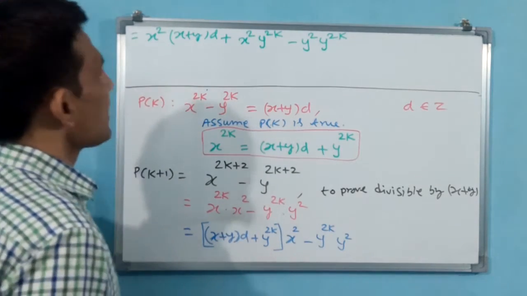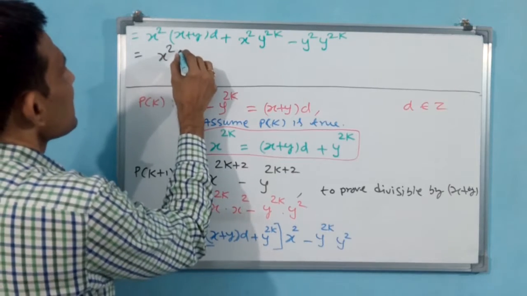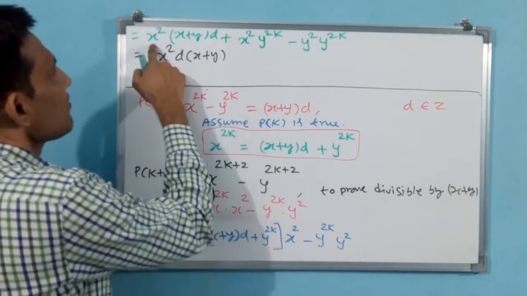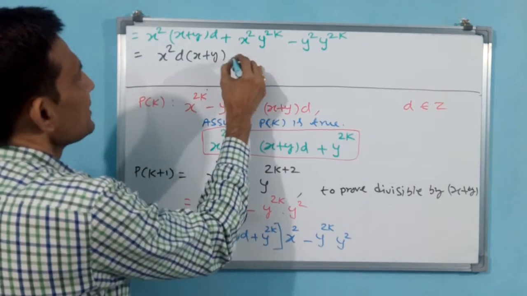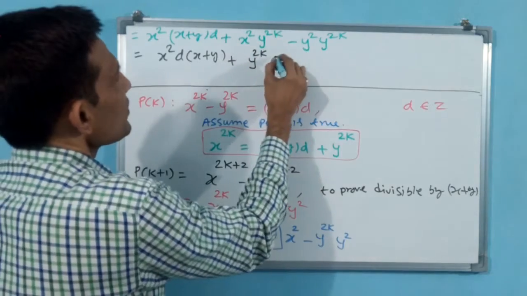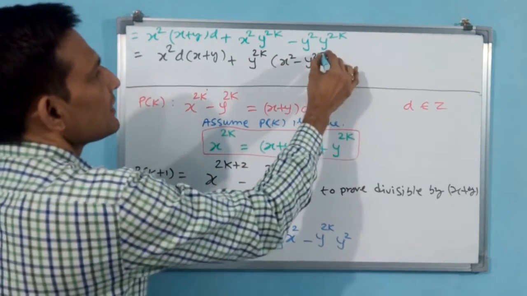Okay, now you see what I am doing. That is equal to this first step, x square d into x plus y will be like this only. Why? Because d I have written this side. Why? Because in multiplication there is no bar. Now y power 2k you take common. If you take y power 2k common, x square minus y square is going to come. Is it correct?